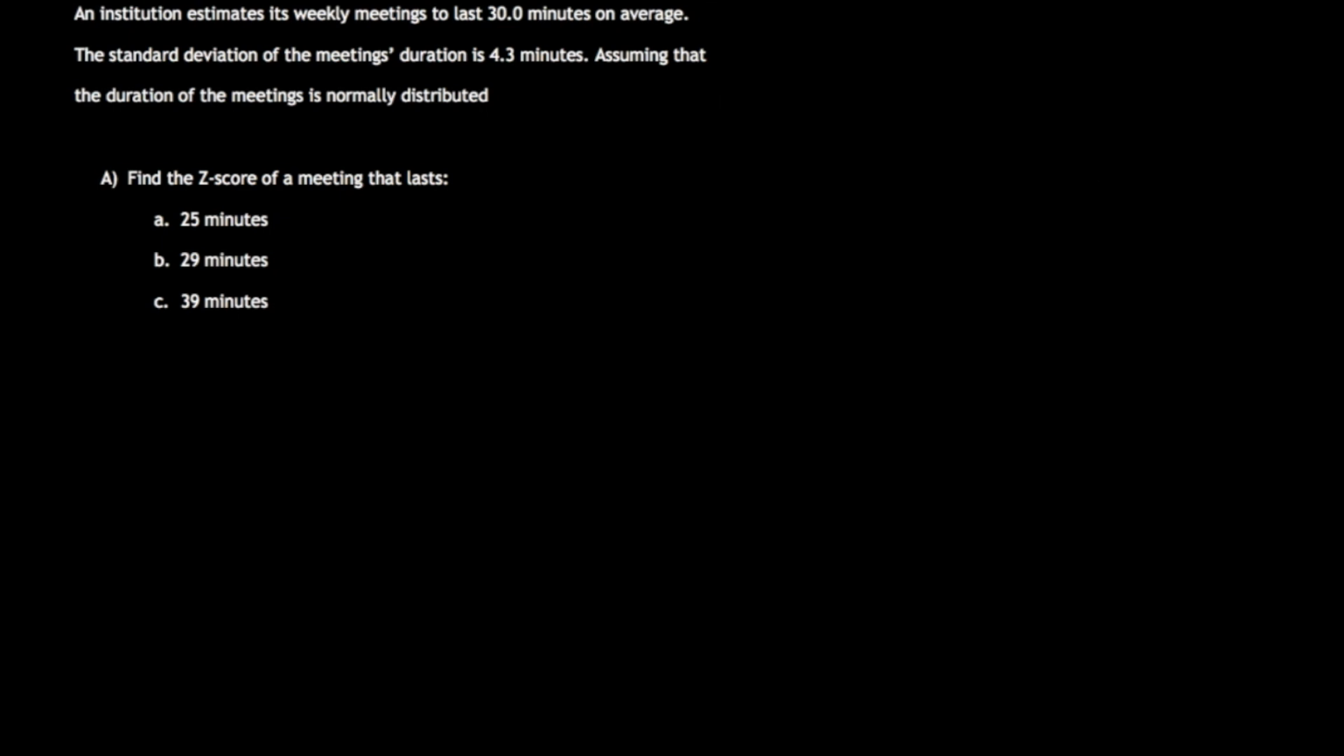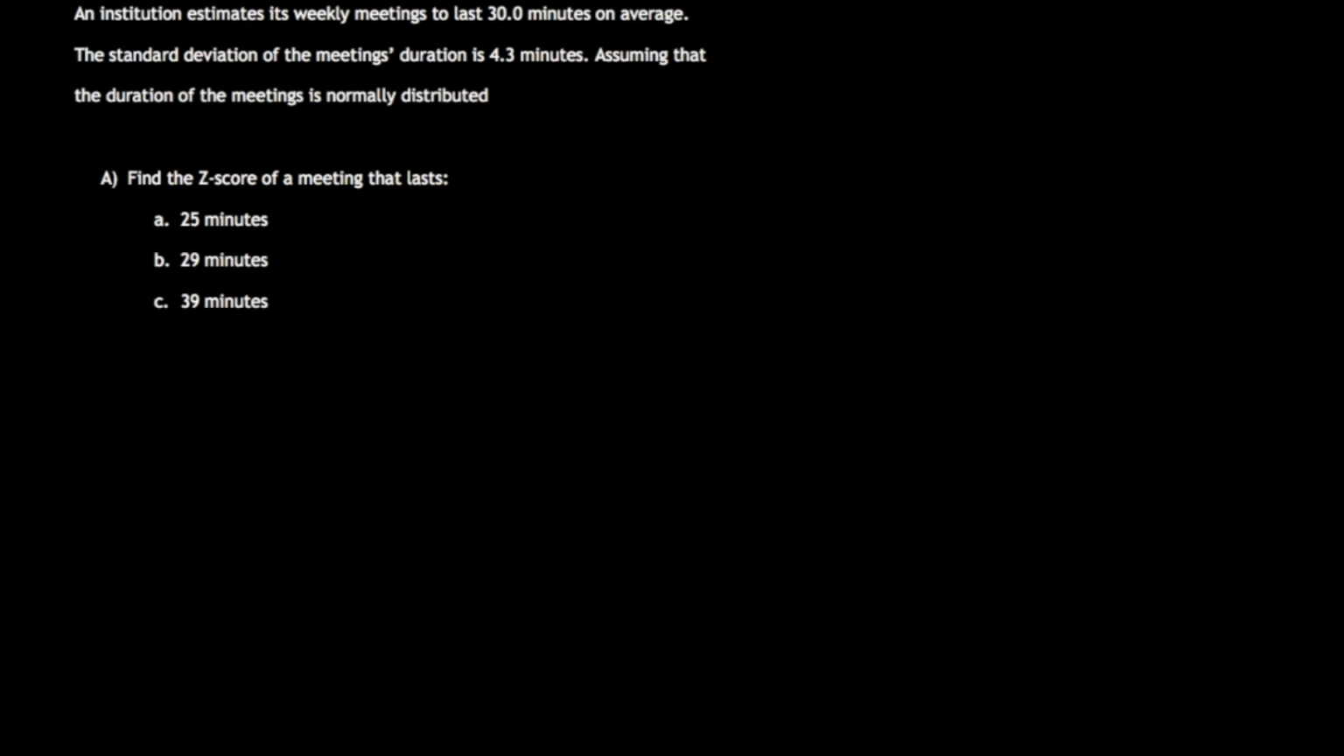An institution estimates its weekly meetings to last 30 minutes on average. The standard deviation of the meeting's duration is 4.3 minutes. Assuming that the duration of the meetings is normally distributed, question A is asking us to find the z-score of a meeting that lasts, and then we have 3 sub-questions.